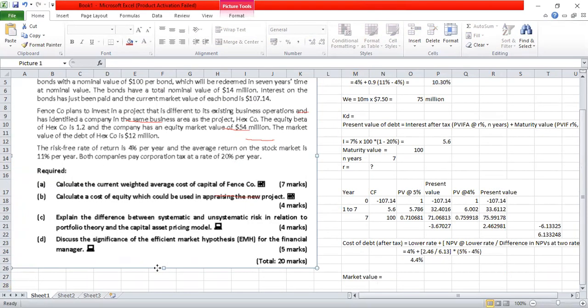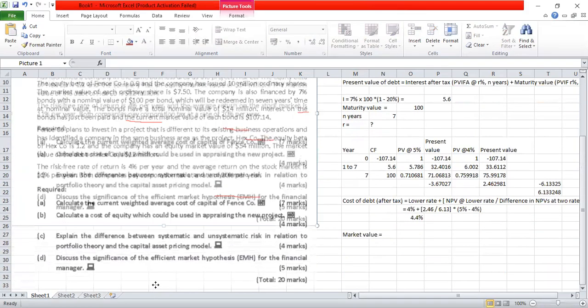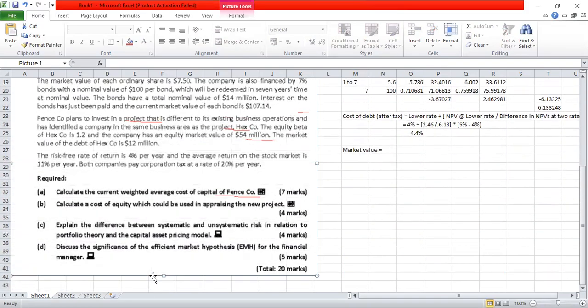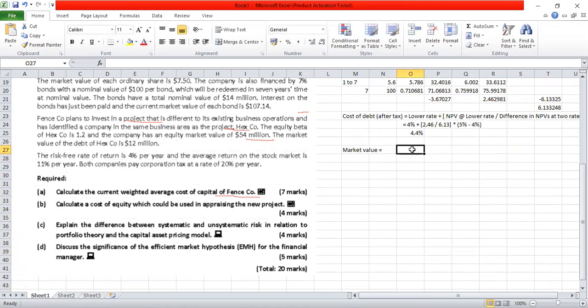I'm dragging it down so that we can check that and give it. Market value will be 14 million into 107.14. So this is the weight of debt, which is equal to 14 into 107.14.